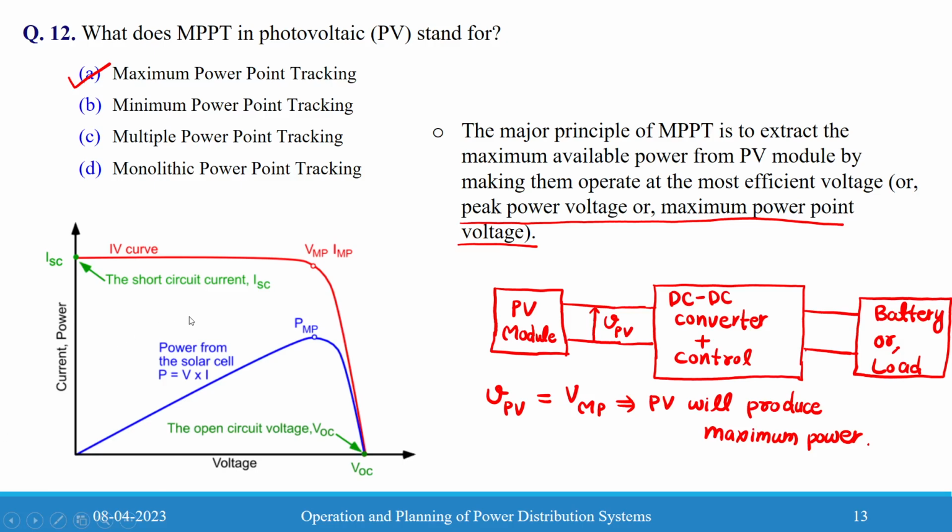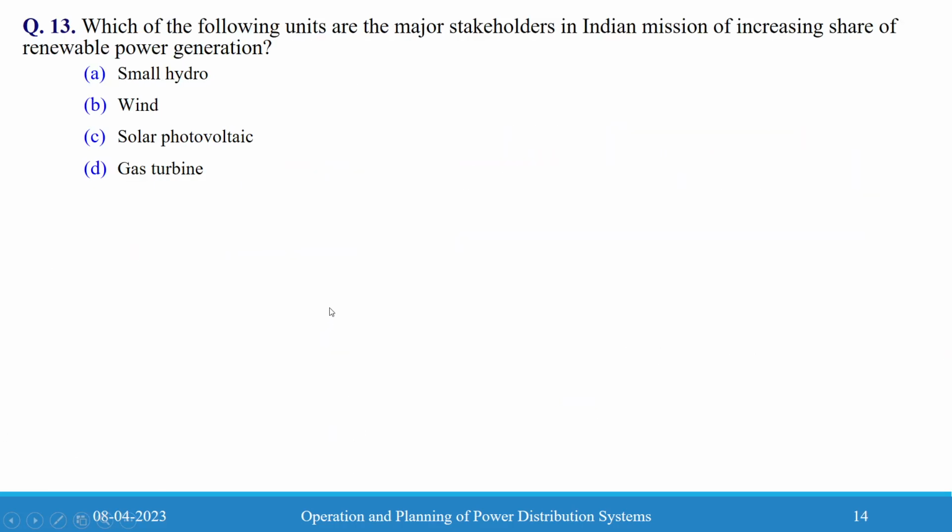Now let us see the next problem. Which of the following units are the major stakeholders in the Indian mission of increasing the share of renewable power generation? This is also a multiple select question.